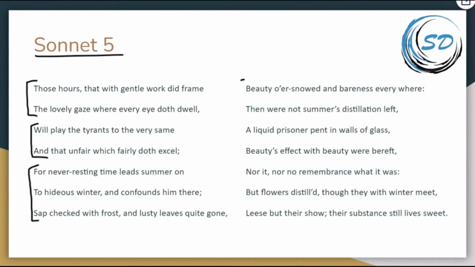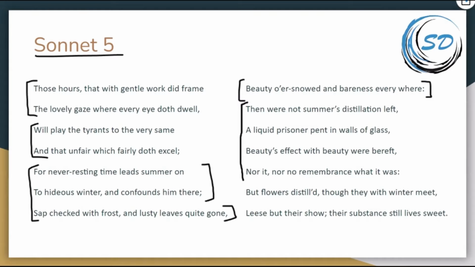The following quatrain focuses on the progression of seasons as a metaphor for the passage of time. Shakespeare explains how time leads summer into winter, obscuring the beauty of nature. The line, for never-resting time leads summer on, to hideous winter, and confounds him there, describes the transition from the vibrant and abundant summer to the desolate and barren winter. The imagery of sap being checked with frost, and leaves withering away represents the fading of vitality and beauty under the relentless march of time.